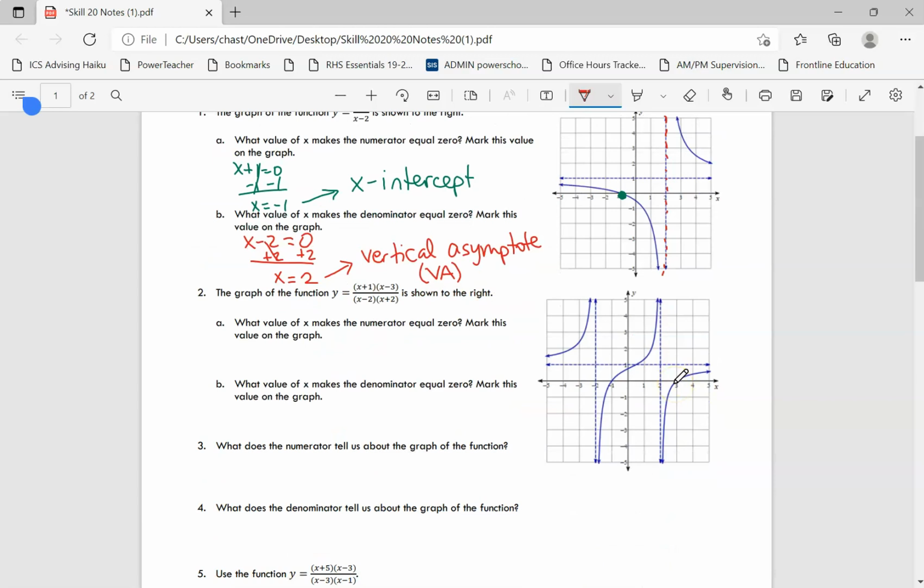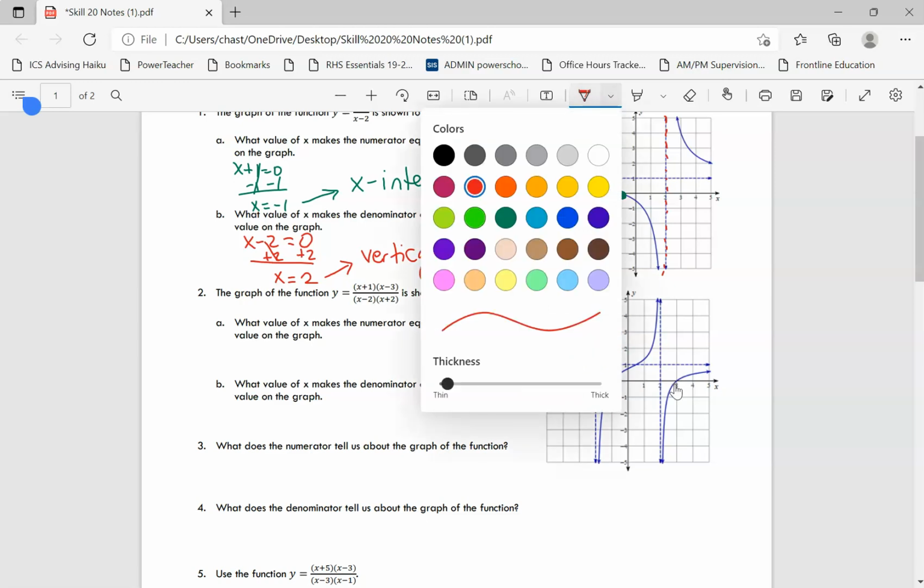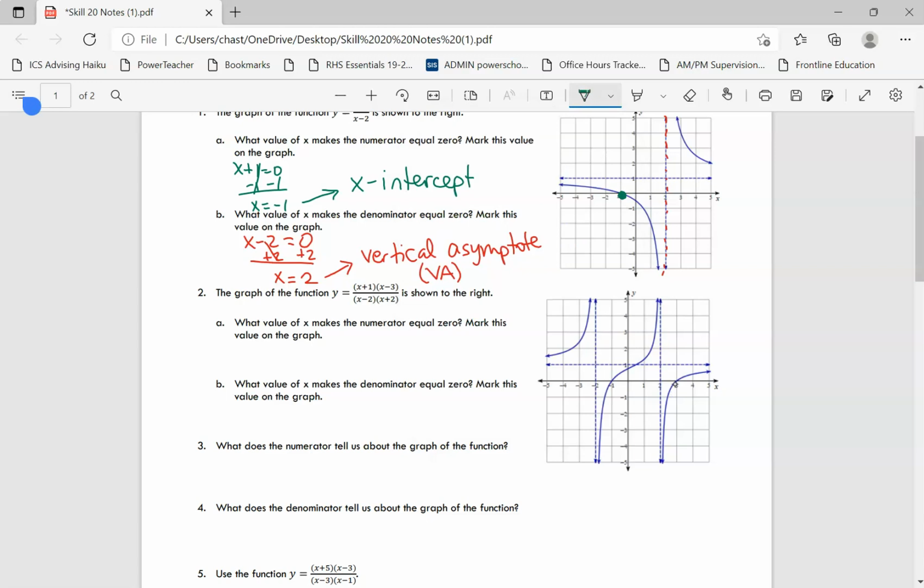It says the graph of the function y equals x plus 1 times x minus 3 over x minus 2 times x plus 2 is shown to the right. All right, so I'm going to use green. What value of x makes the numerator equal to 0? Well, if we look here, we can see that we have x plus 1 equals 0, and we have x minus 3 equals 0.